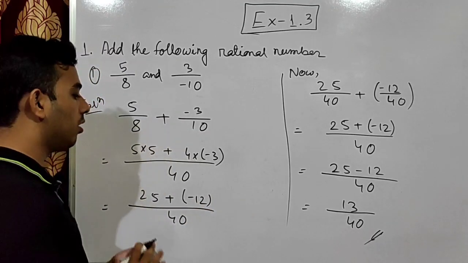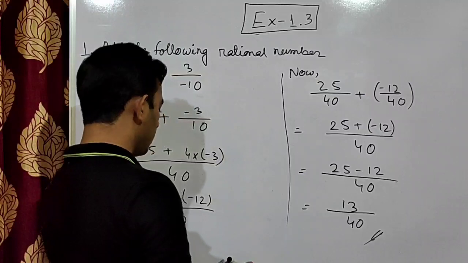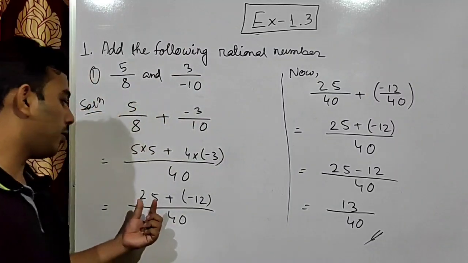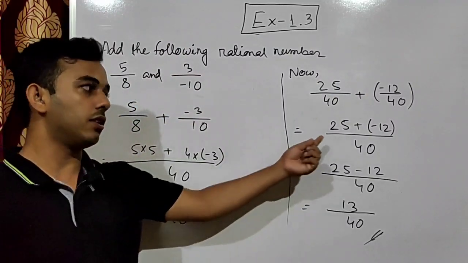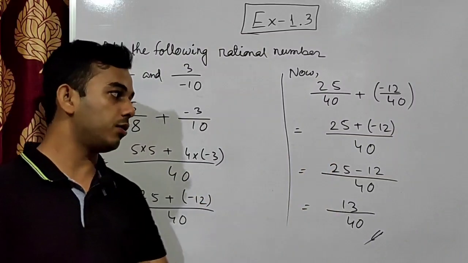Up to this clear? Okay. And then from this line, look, 25 plus minus 12 divided by 40, this is also there. We will write these two lines. Clear?